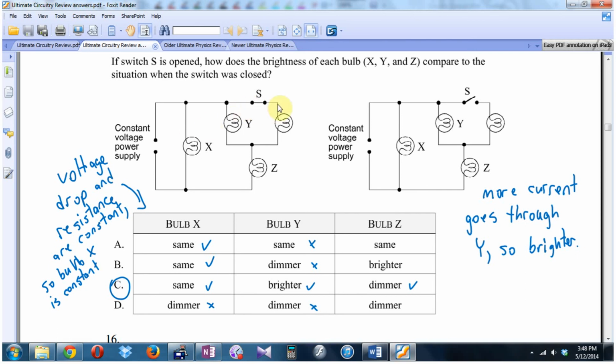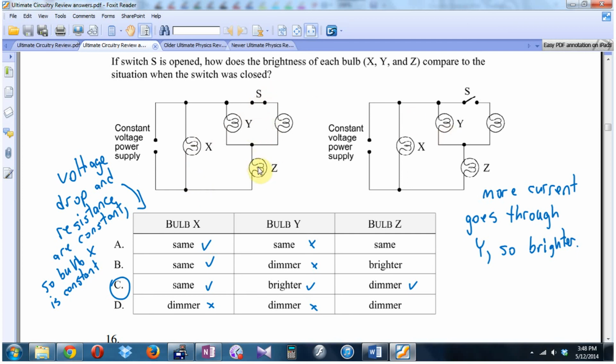When this switch is open, you have removed a resistor in parallel. And so, let's see, how did I answer this one? Voltage drop and resistance are constant. Oh, I said, you know what, power equals V squared over R. No matter what you do over here, the same voltage is going to go through there, and it's the same resistor. That's going to stay the same brightness whether you open or close this switch, because it's on a circuit all by itself. So what about over here?